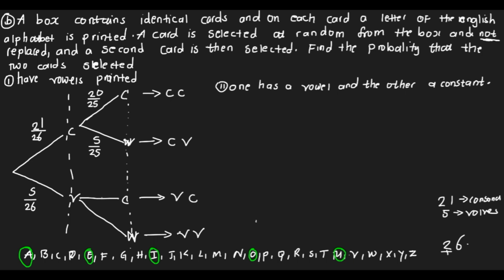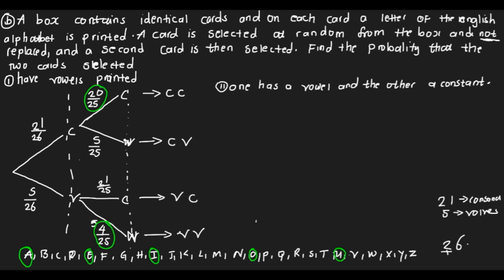Now, we don't know the letter that was picked. The first one we assumed was a consonant. Now, let's assume it was a vowel. If a vowel was picked, it is now 4 over 25. Then the consonant is 21 over 25. So if you can see the pattern, the first pick affects the second. That's the procedure, and in this case we are only dealing with two outcomes.